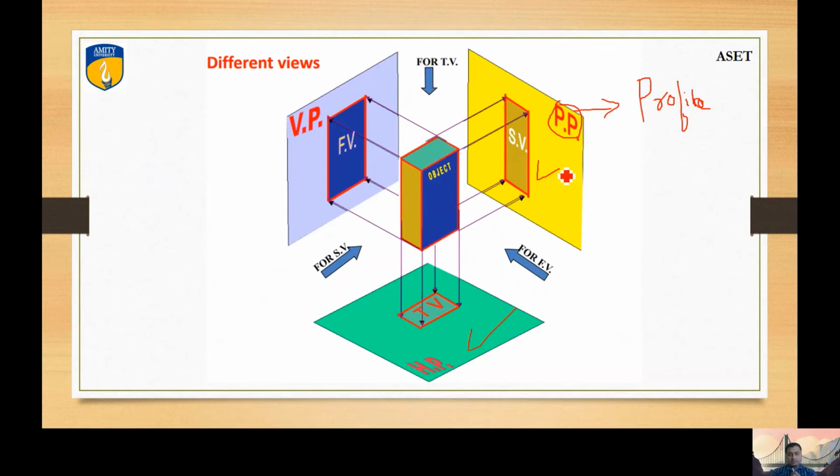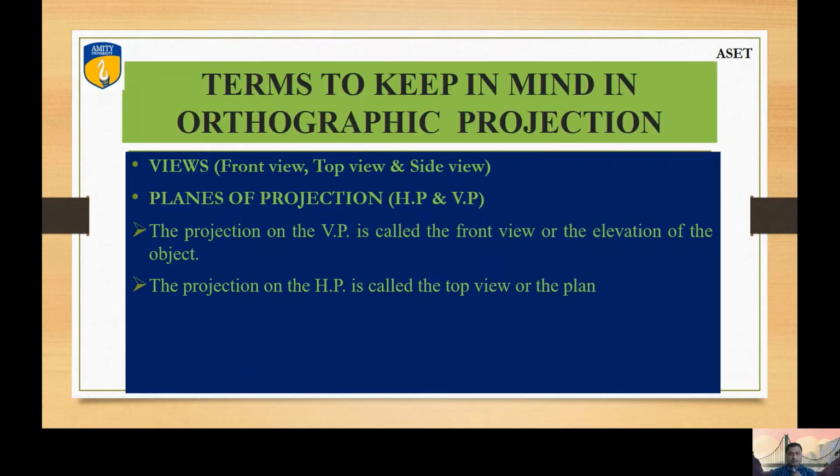Okay, so this is all about the multi-view orthographic projection. Now again, what are the things that you should keep in your mind in orthographic? The first is view. Already I have told you, you have to keep in mind the views: front view, top view, and the side view. And the standard views are front view and top view, which we are going to use, and we are going to project these views for our object in upcoming topics, right?